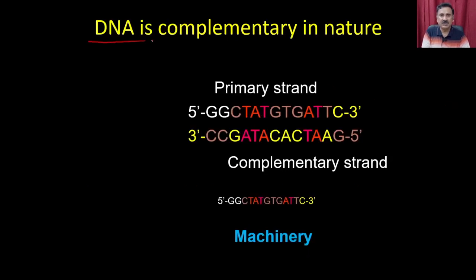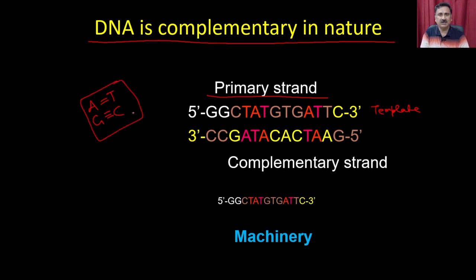So DNA is complementary in nature, right? You can have the primary strand, the running strand. Suppose you imagine this is a template strand, then this is going to be the complementary strand. Wherever you have G, it is going to have C, and wherever you have C, it is going to have G. Wherever you have T, it's going to have A, and wherever you have A, it is going to have T, because A and T, and G and C, have strict base pairing.